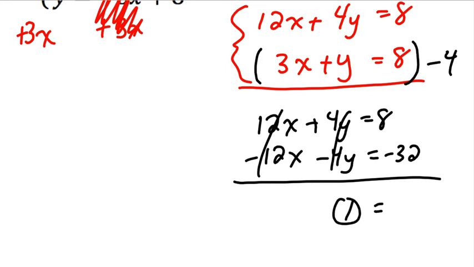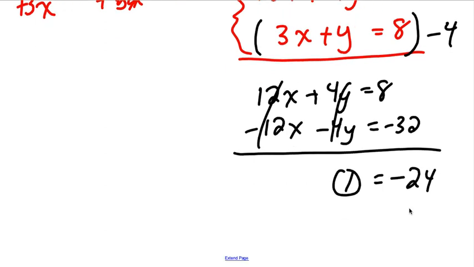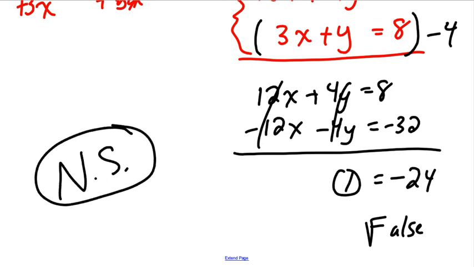While my right-hand side, well, what do we have on the right-hand side? 8 minus 32. Okay, 8 minus 32 gives you negative 24. Is this true or false? False. So since it's false, that means the answer is no solution. Okay, which we can just abbreviate NS, that's fine. No solution.